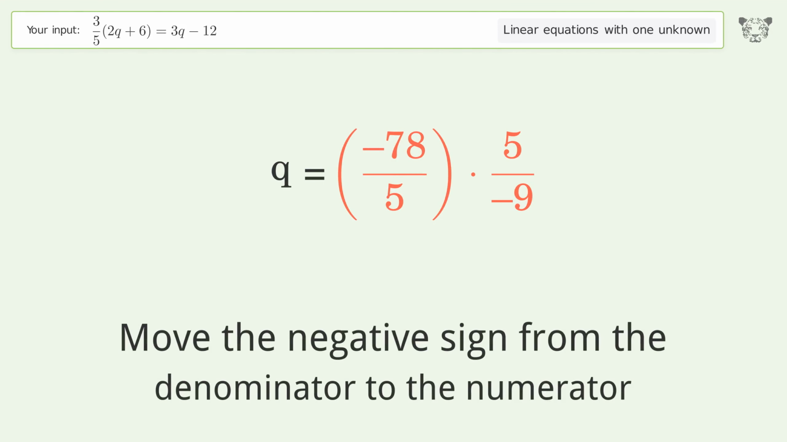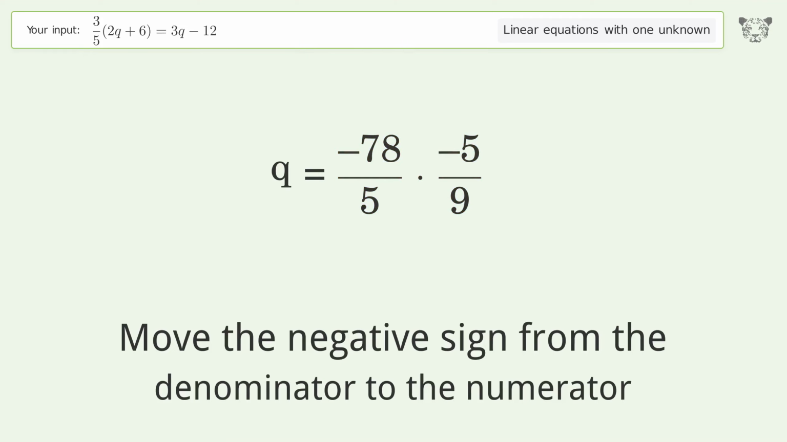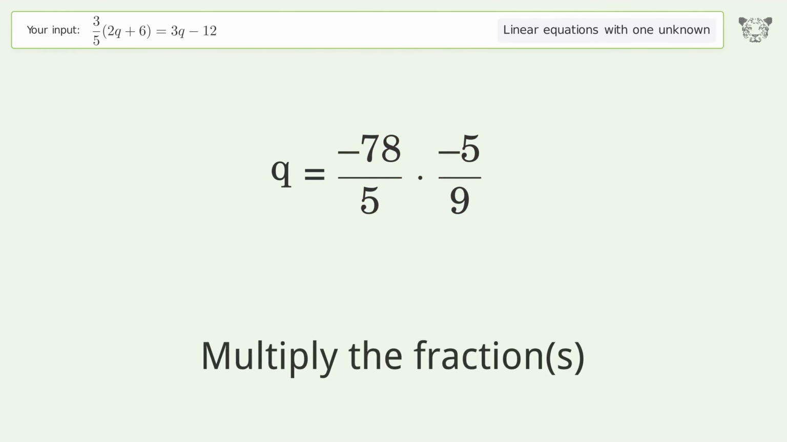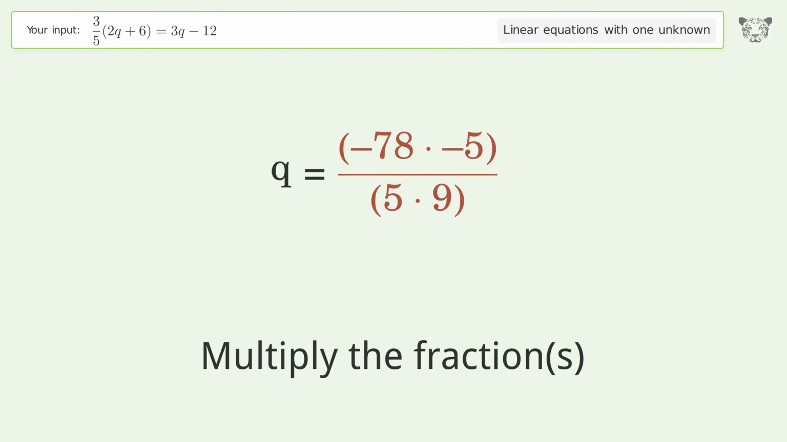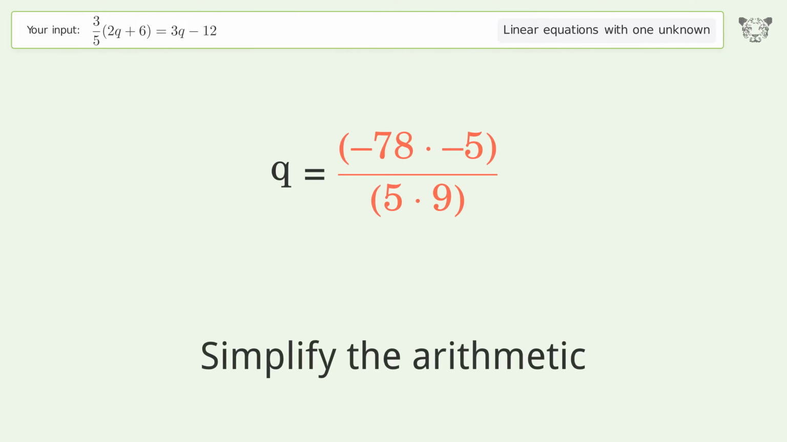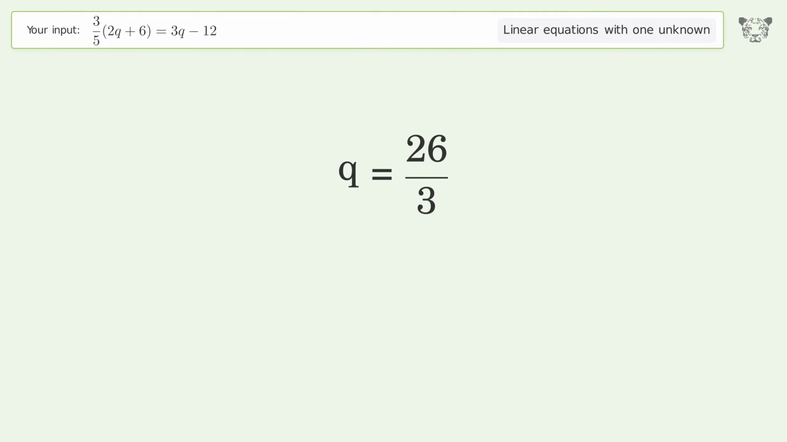Move the negative sign from the denominator to the numerator. Multiply the fractions. Simplify the arithmetic. And so the final result is q equals 26/3.